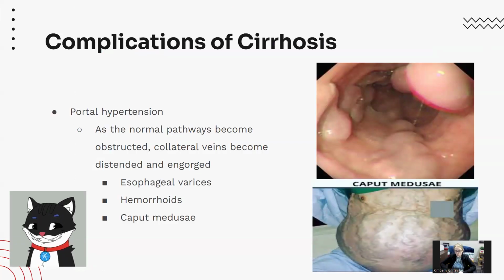So with portal hypertension, as normal pathways become obstructed, collateral veins become distended and engorged. So you'll develop esophageal varices, which is what this is. So these are those distended veins in the esophagus. Can cause hemorrhoids because we're increasing the pressure. And then this is another picture of that caput medusae. See how it's almost like ribbon or snake-like? Portal hypertension can cause buildup and backflow into the veins.